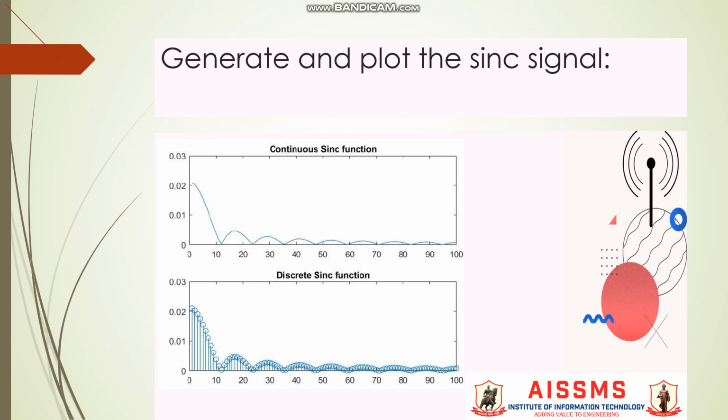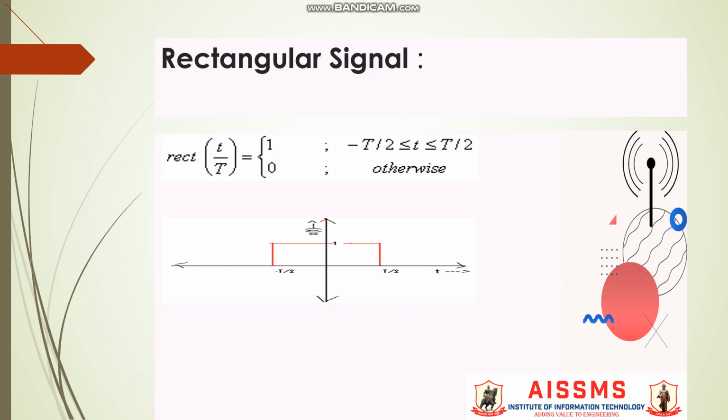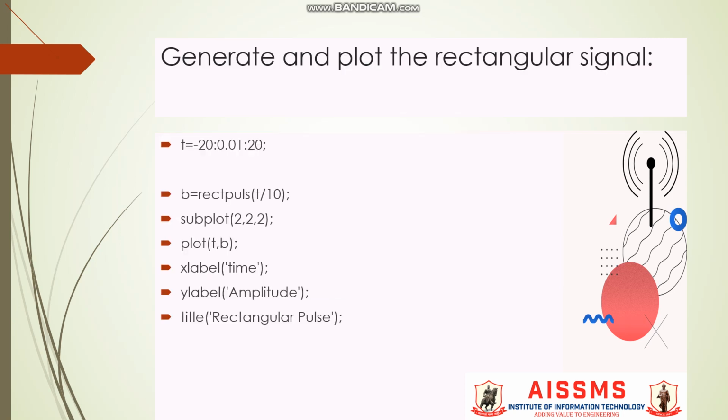The last signal discussed in the video is the rectangular signal. It is a common type of signal occurring in systems when the signal is switched on at some time and back off at a later time. Its mathematical expression and plot are as seen. Say for a given t from -20 to +20 with a step of 0.01, the rectangular pulse is plotted using the command in line number 2. The viewers are encouraged to run the program and observe the corresponding plot of the rectangular signal.